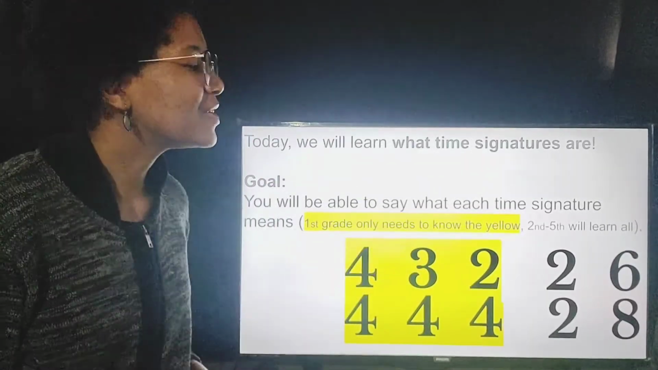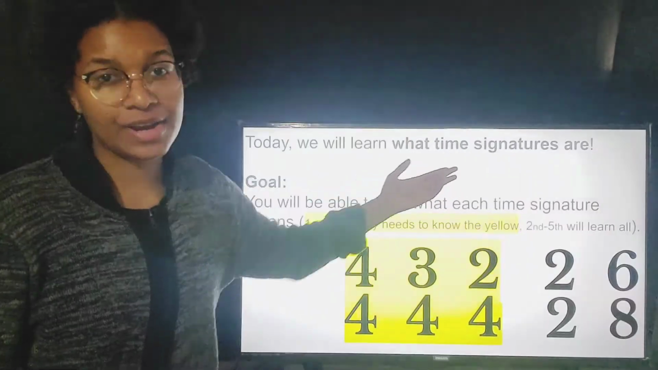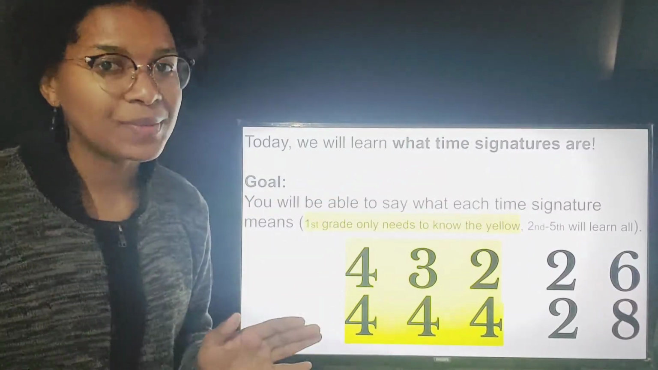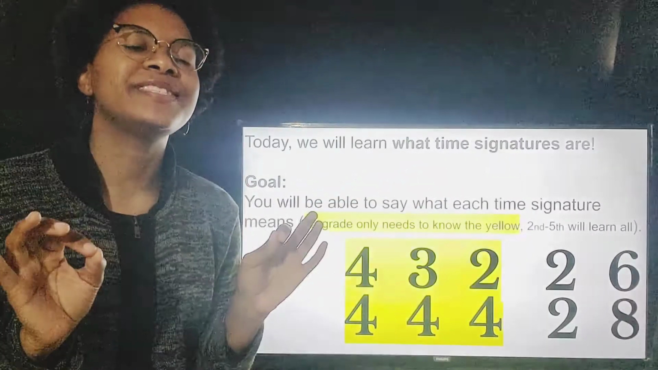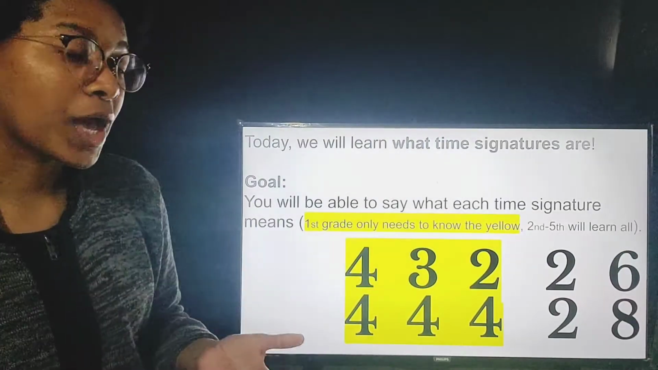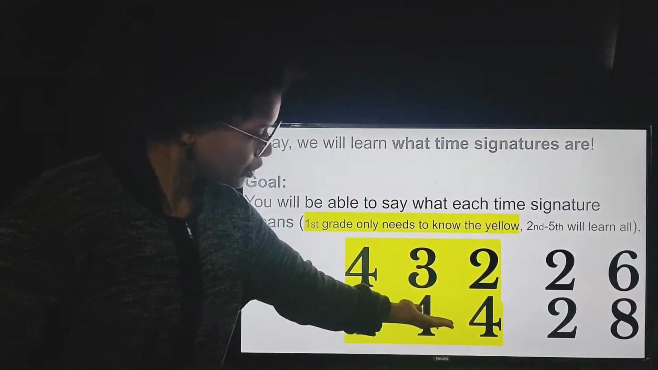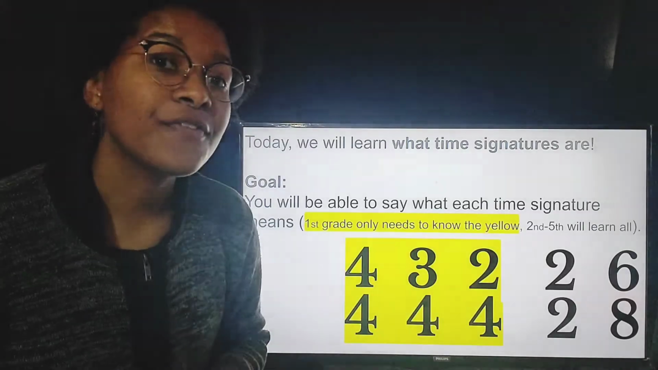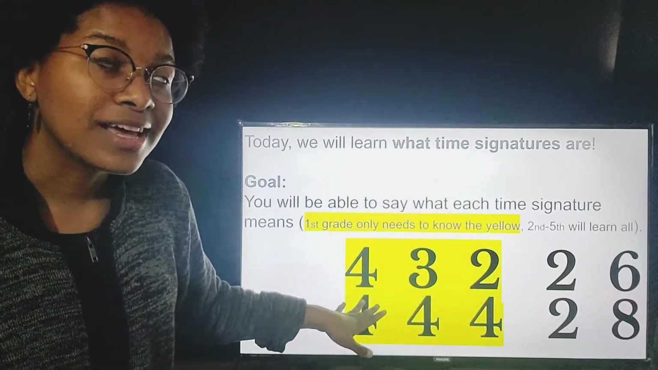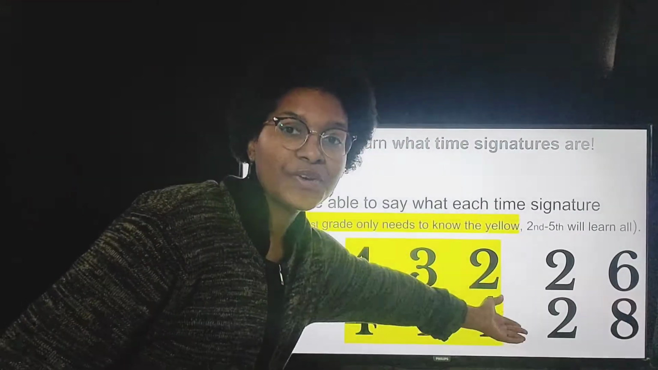Today we're going to learn what time signatures are. Our goal is that you will be able to say what each time signature means. 1st grade will learn 4/4, 3/4, and 2/4, and 2nd, 3rd, 4th, and 5th grade will learn those as well as 2/2 and 6/8.